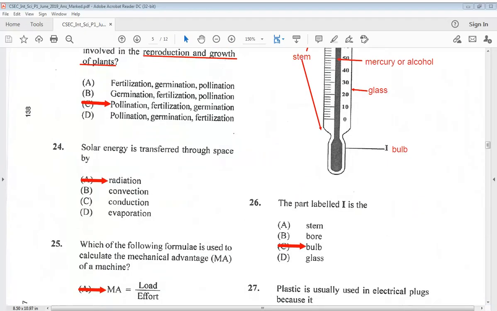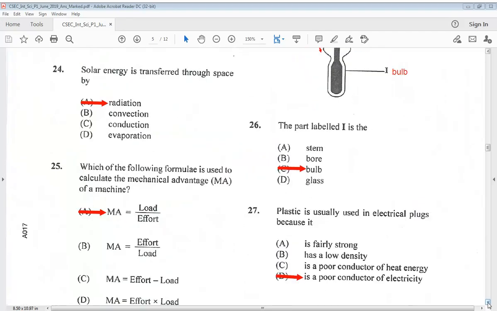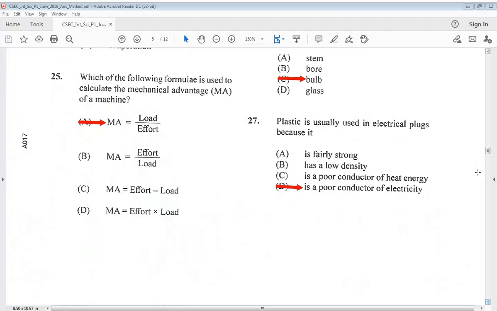25. Which of the following formulas is used to calculate the mechanical advantage of a machine? We know that MA is equal to load divided by effort. So A would be our answer.